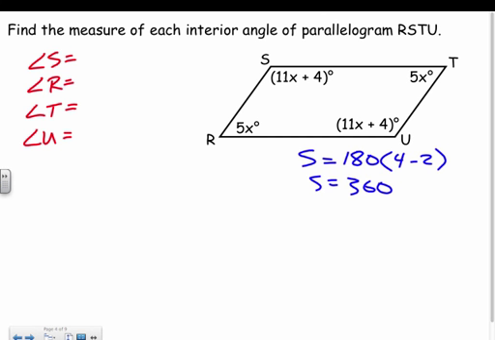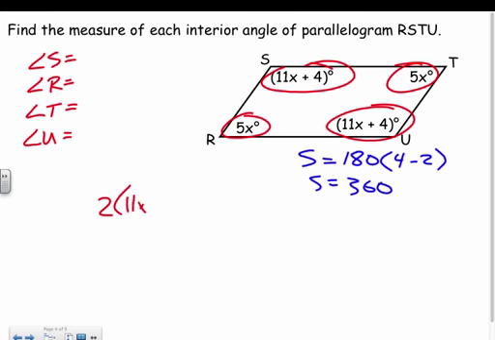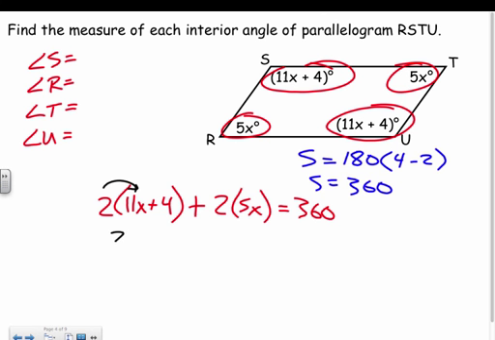So I can use that. I'm saying that all 4 of these angles add up to 360. So I can just add them all up: that plus that plus that plus that equals 360. Or if I think about it, I have 2 of these 11x plus 4s, so I can just take it times 2, and I'm adding that to 2 of my 5x's, and they total 360. Or just add them all up if you don't like that multiplying part. So really here I have 22x plus 8 plus, well, 2 times 5x is 10x, equals 360.